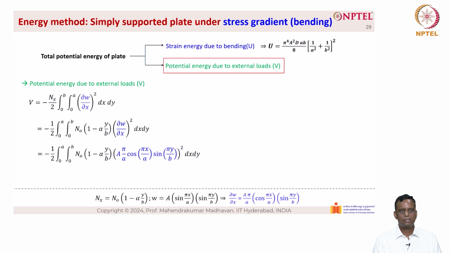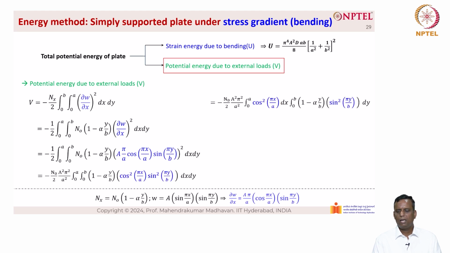So, we substitute this into this equation, we simplify this further as you can see here, and the simplified form is given here, which is minus N0 by 2 into A square into pi square by A square into integral 0 to A cos square pi X by A into dx into integral 0 to B of 1 minus alpha into Y by B into sin square pi Y by B into dy. The first term is very simple, cos square pi X by A is A by 2, but the second term actually has a function of Y.